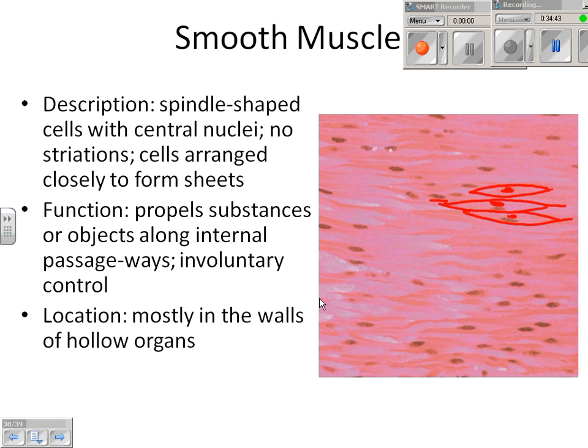What is the function? Smooth muscle is involuntary as well, and it propels substances through the body, through our internal passageways. So this is how the urine actually gets to the bladder. This is how the food gets through your digestive system so that you can absorb those nutrients. This is also how the uterus contracts to give birth. So smooth muscle is found all throughout the hollow organs of the body.